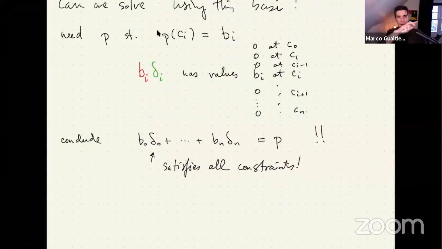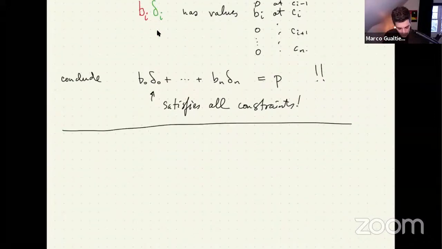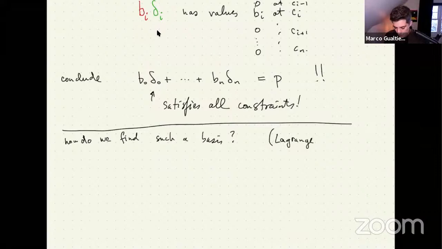Okay, so this is a basis which is specially adapted to those points, the probe points, C0 up to Cn. So the last step is how do we build, how do we find such a basis? And this was first done by Lagrange. It's called Lagrange interpolation. And Lagrange interpolation is like the most basic method of data fitting.